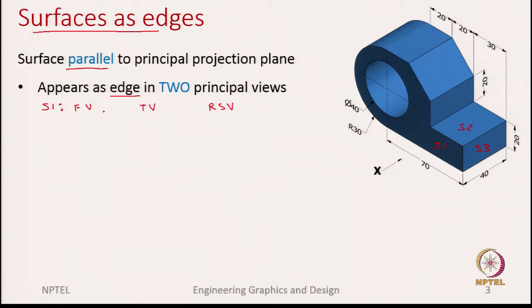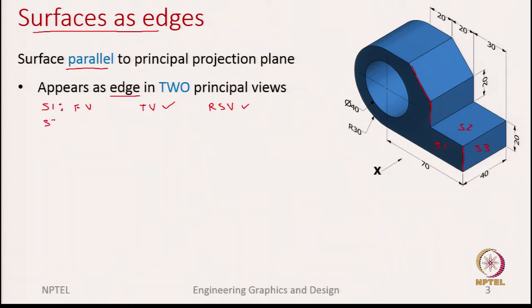In the front view, what do you see? We see the true shape and size, okay. But in the top view, what do we see for surface S1? We only see an edge. And similarly in the right side view, what you see is this edge as well as this edge and of course this edge. So, this is the edge you see in the right side view. You can repeat the same for surfaces S2 and S3. You will notice that for each of these surfaces which are parallel to one of the principal planes, you will only see an edge in two views, okay.